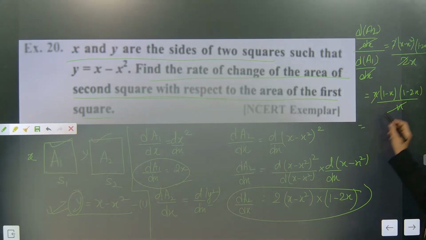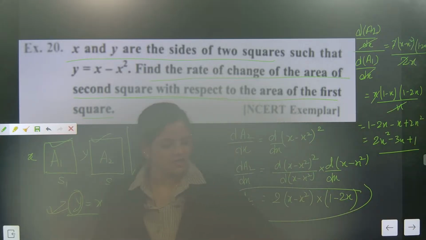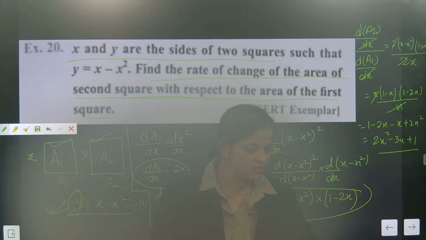So this and this will get cancelled. So 1 minus 2x minus x plus 2x square. So how much will it become? 2x square minus 3x plus 1, and this will be the answer. That's it. I hope you have understood this one.